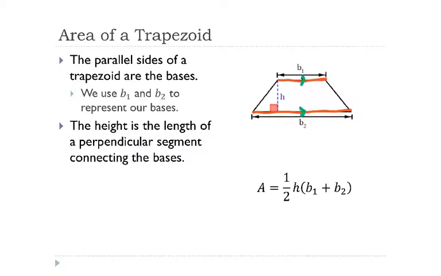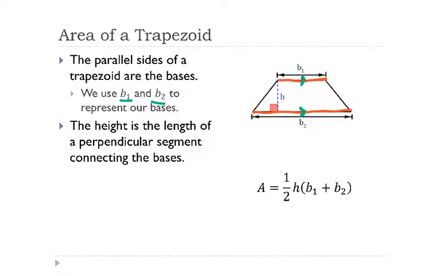So your bases come from the parallel sides, and the way we identify them is base 1 and base 2. Now, in order to represent them, we use base sub 1 and base sub 2, okay? So you have the little subscript. And then your height is the length of a perpendicular segment connecting the bases. So for the last three figures that we've talked about, parallelogram and triangle, your height has come from the same type of segment. It has to make that perpendicular segment connecting the bases.